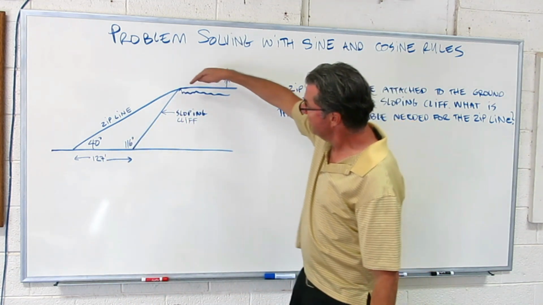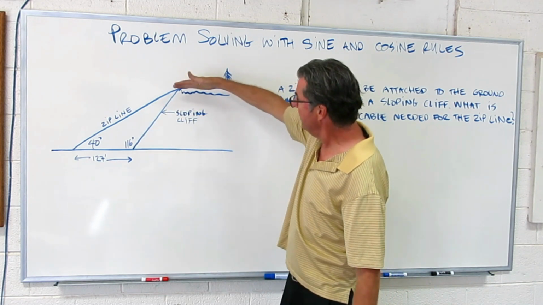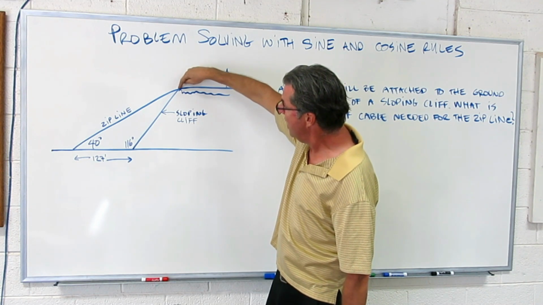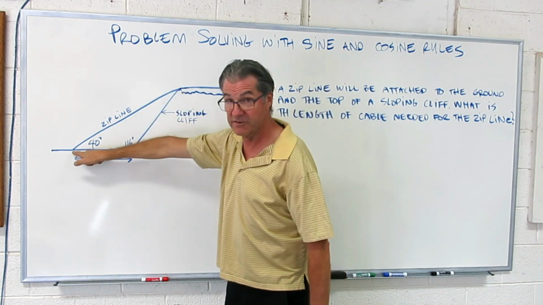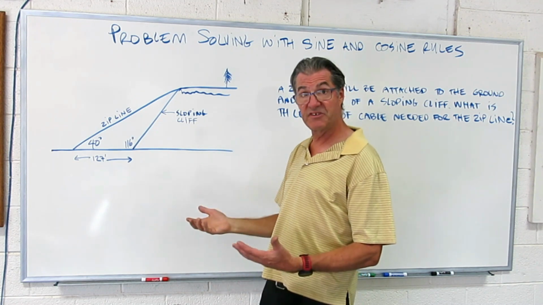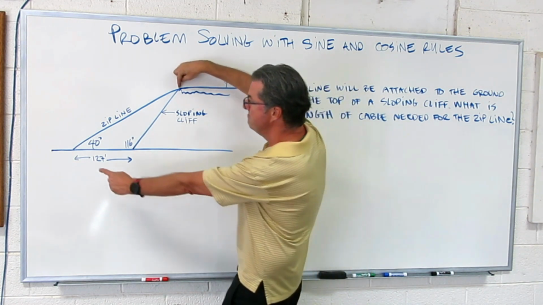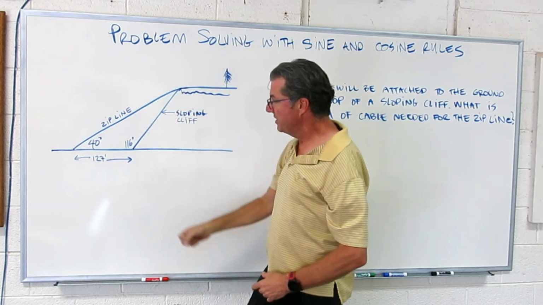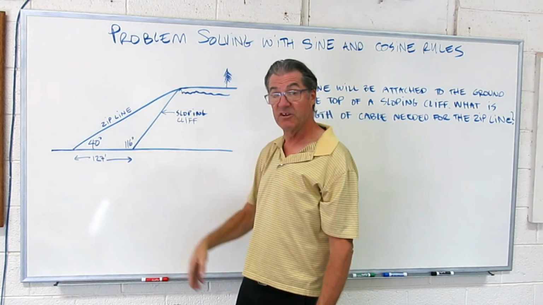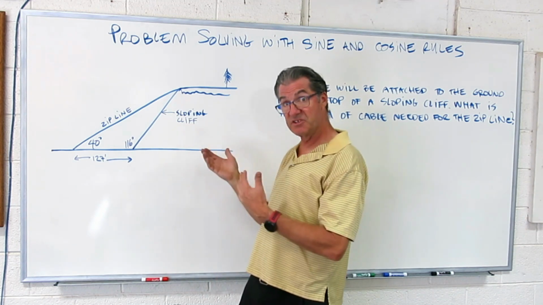Here we go. Here's my sloping cliff, right? Here's the cliff top, got a little tree up there, and the zip line is going to be attached from the top of the cliff to the ground. And you can see we have some measurements here, and this is why this is a problem. We can't actually measure the cable, but we can measure this distance, this angle, and that angle. And that's all you're going to need to solve this problem.